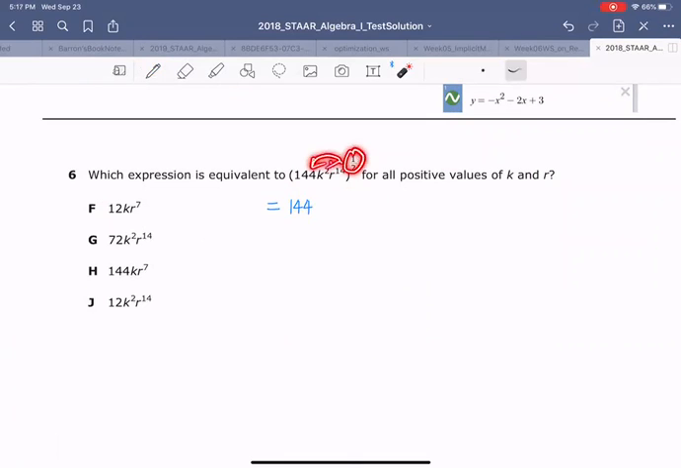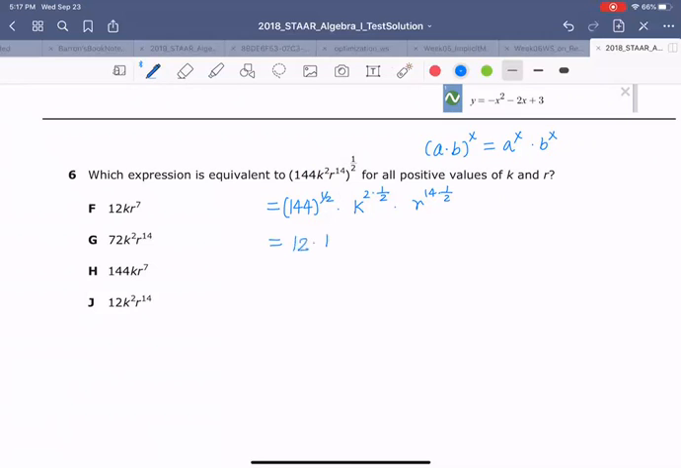You are going to give this to each individual one, right? Yes. So you want to write down this first, okay? This is because a times b to the power of x equals a to the power of x times b to the power of x, right? Yeah, we did this one just now. Square root of 144 is how much? It's 12. Good. Times k, right? And then r to the power what? R to the power of 7.